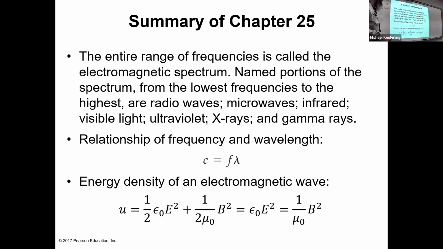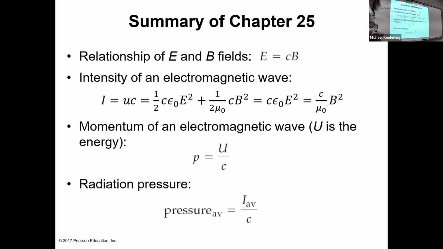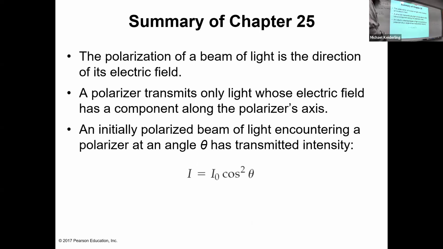This is the formula for the energy density of an electromagnetic wave. The electric field ends up being the speed of light, c, times the magnetic field. The intensity of an electromagnetic wave is energy density times c, which is 1/2 c ε naught times the electric field squared. The momentum of an electromagnetic wave is the energy divided by the speed of light. Radiation pressure ends up being the average intensity over the speed of light.